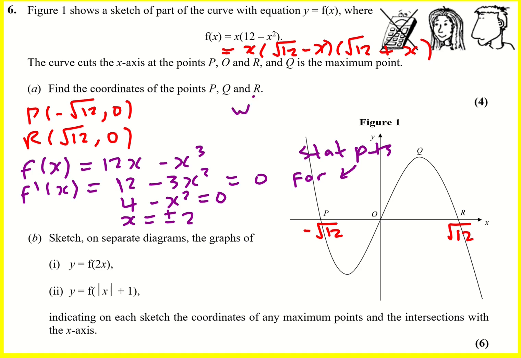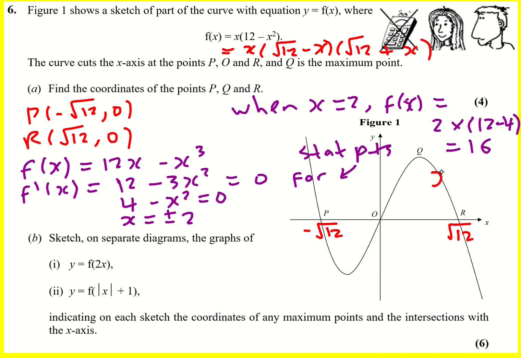So when x equals 2, f of x will equal, now we don't need to substitute it into this one, it's actually going to be better to substitute it into the first one. It's going to be 2 times 12 minus 4, which is going to be 16. And hence finally we also get that Q is 2, 16.